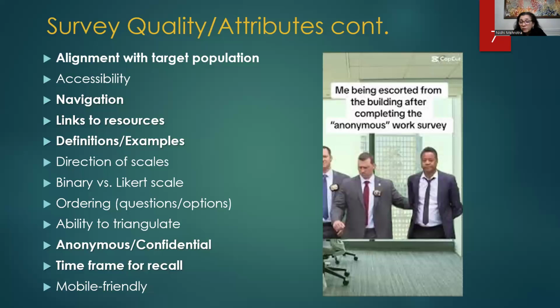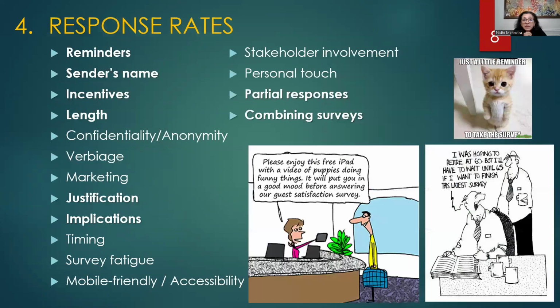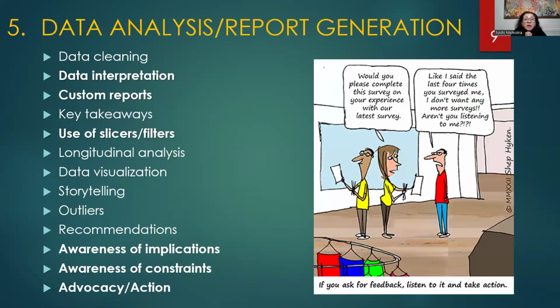The time frame for recall is also important. If we ask a student, 3 years ago in the 5th week of this year, how many times did you skip a meal? There's no way you're getting an accurate answer, right? But if you ask them about the last week or the last month, how many times did you skip a meal because you could not afford the expenses, you're more likely to get accurate responses. And in this day and age, of course, making things mobile friendly is very critical.